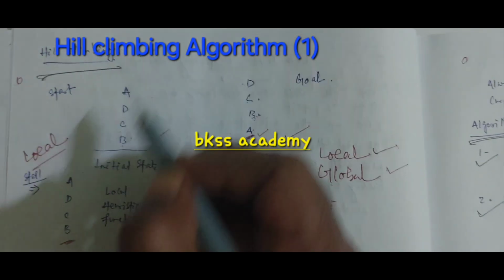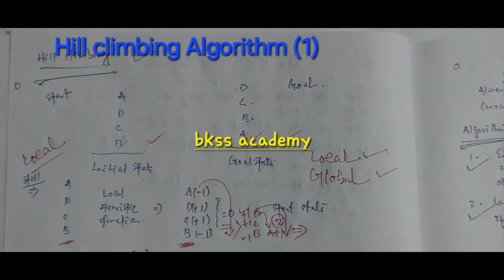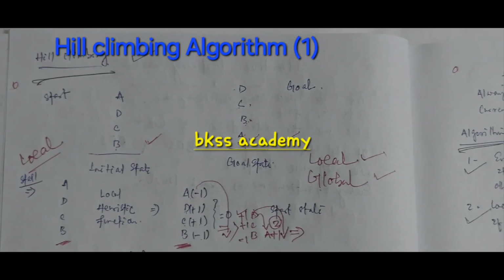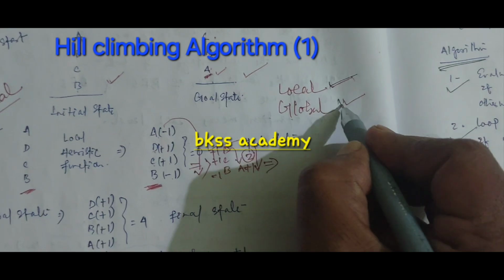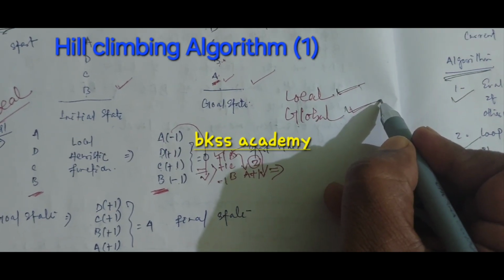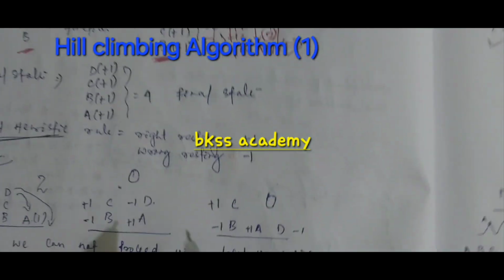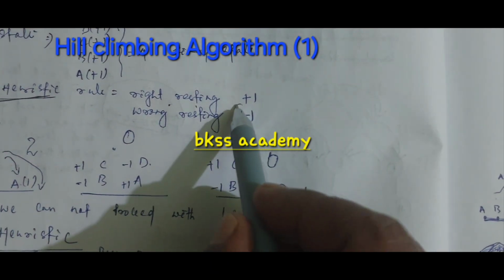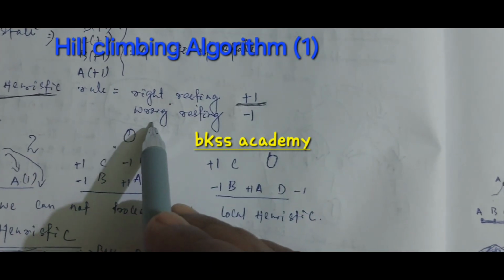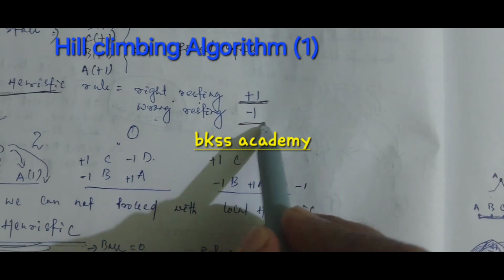Suppose this is the initial state B, C, D, A and the final state is A, B, C, D. For solving a hill climbing problem, we have to use two approaches, that is local heuristic and global heuristic. In local heuristic, the formula is: for every right resting, bonus will be +1, and for every wrong resting, bonus will be -1.